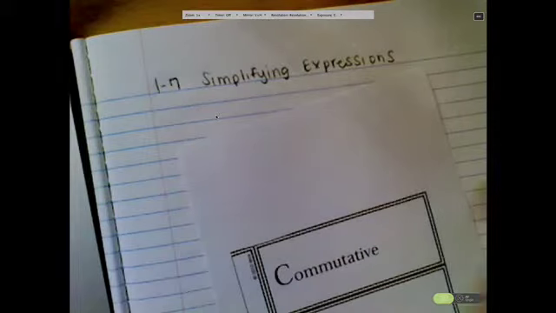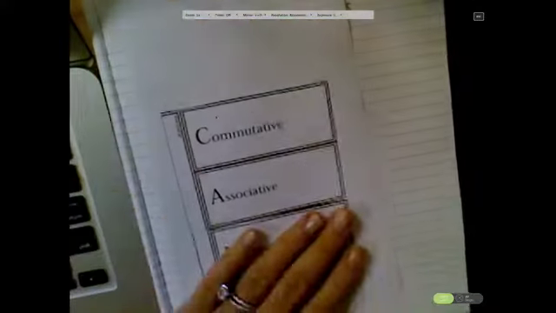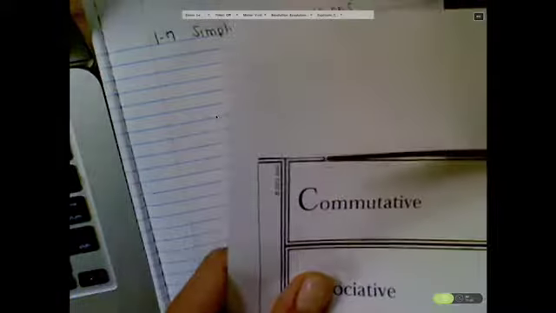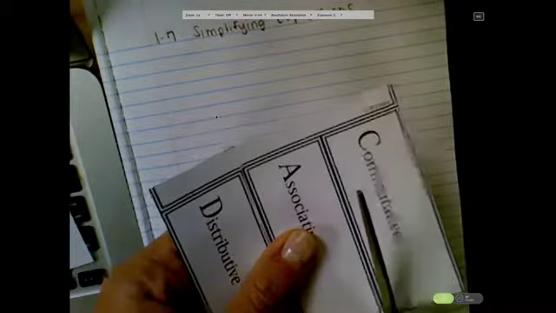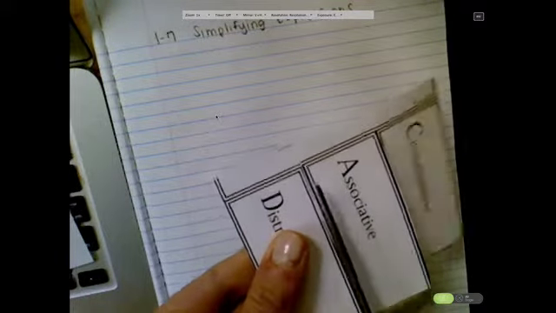Okay, so you're going to cut out this foldable exactly the way that we did yesterday. You're going to cut a rectangle around it. In between each row, you're going to cut until the column on the left-hand side, so that it looks like this.